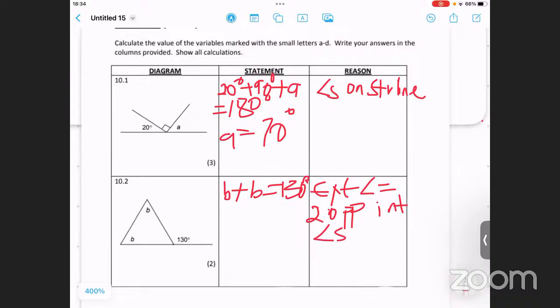Perfect. Now B plus B is equal to 130, and we don't want the value of B and B. We want the value of B. Now, how do we get to B? So, ma'am, it would give you 2B is equal to 130 degrees. You're going to divide that by 2. 2B divided by 2, 130 degrees divided by 2, which then will give you 65 degrees, ma'am. So our B is equal to 65 degrees.